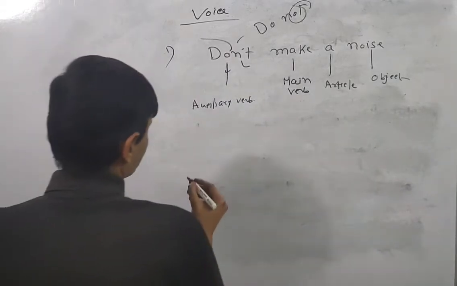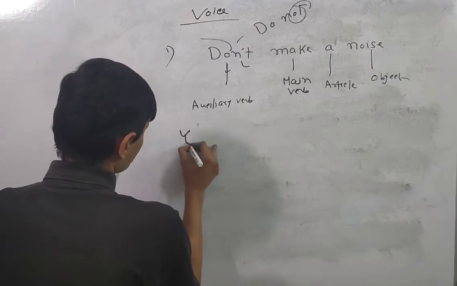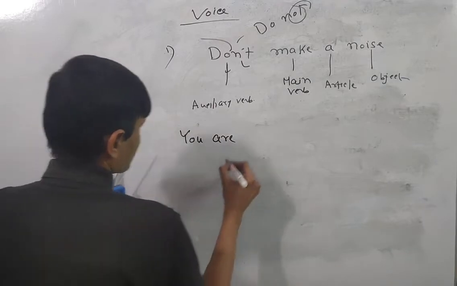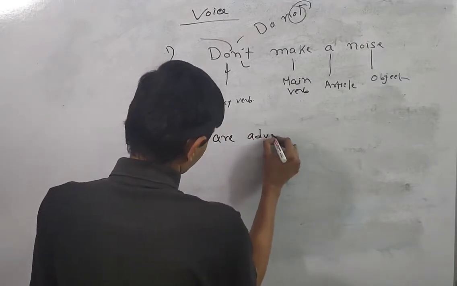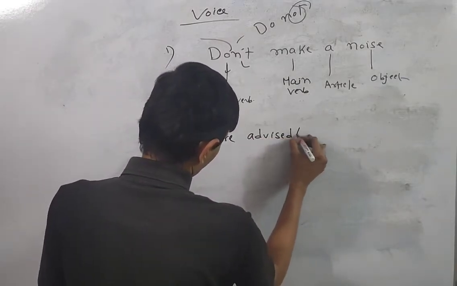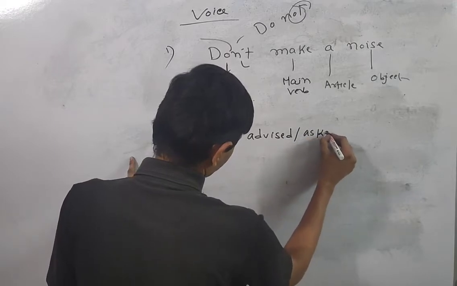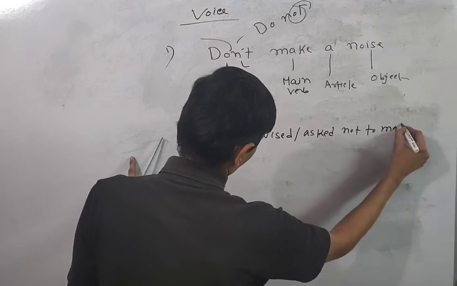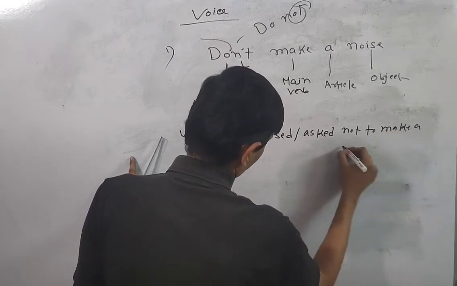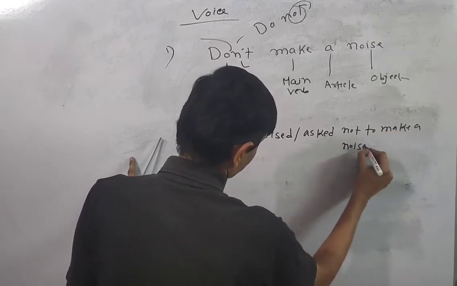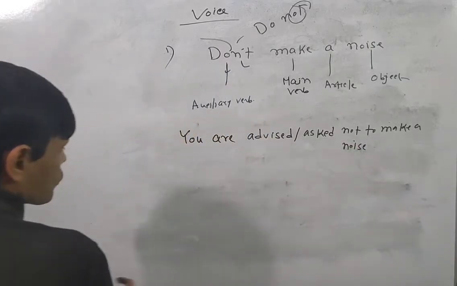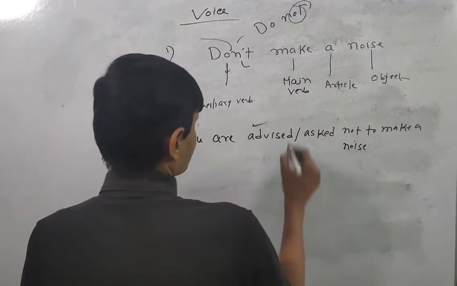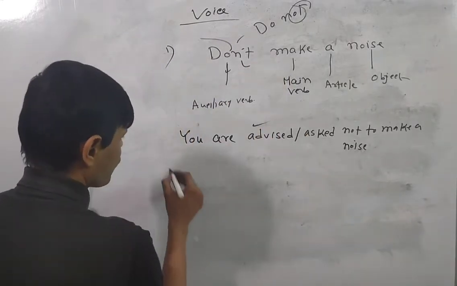Now, if you think so, you can also write: You are advised or asked not to make a noise. You can also write your answer in this way. So this is another system. Now you can say, how can we understand this? Whenever such a thing is there, you can also form this.